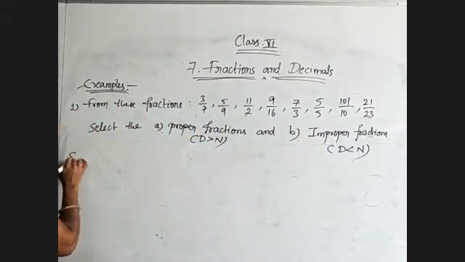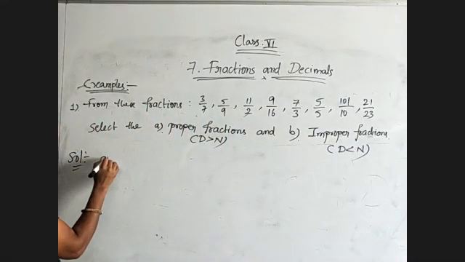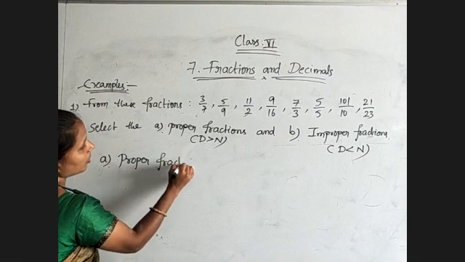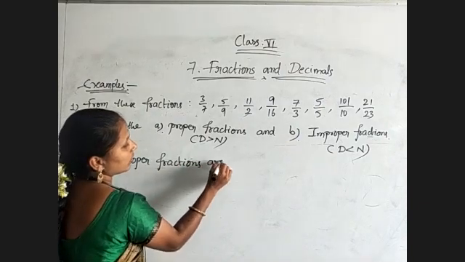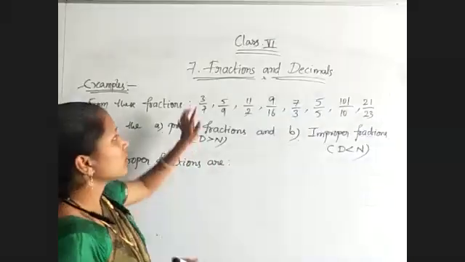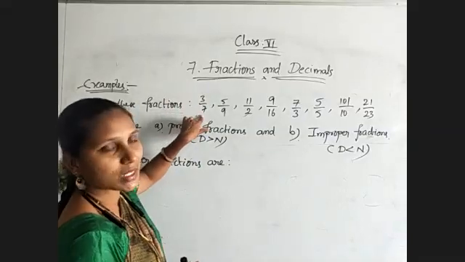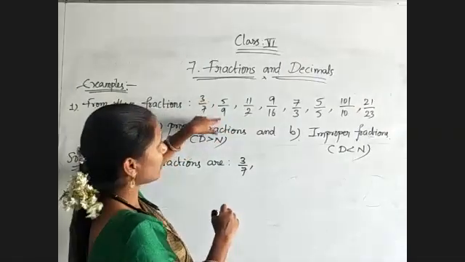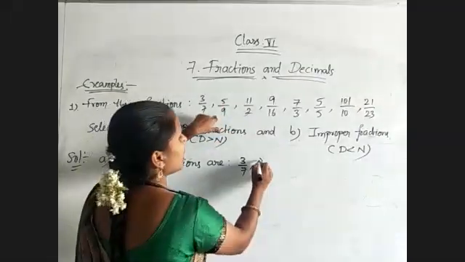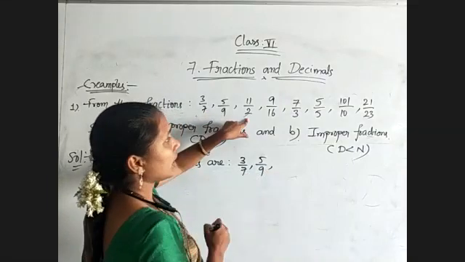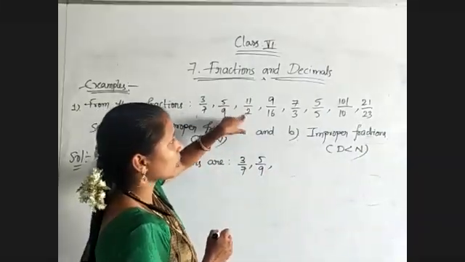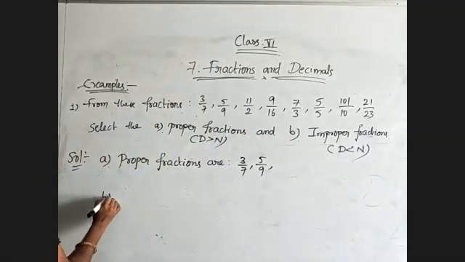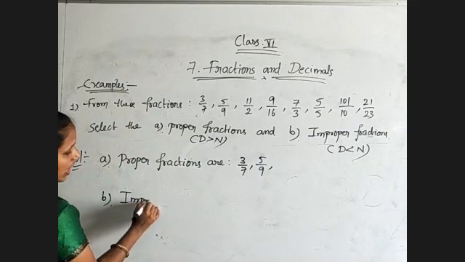So first list the proper fractions depending on the condition. Proper fractions from the given fractions: 3 by 7. So denominator is more, that means it is a proper fraction. Coming to the second one, 5 by 9, same thing, 9 is more than 5, so 5 by 9 is also a proper fraction. 11 by 2, numerator more than the denominator, that means denominator is lesser, so that comes under improper fractions.